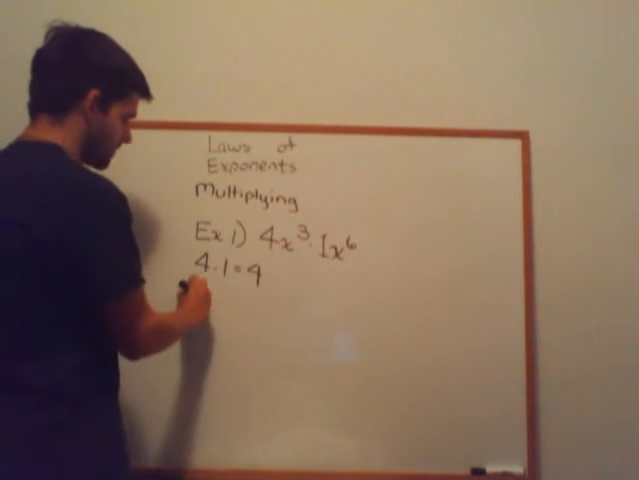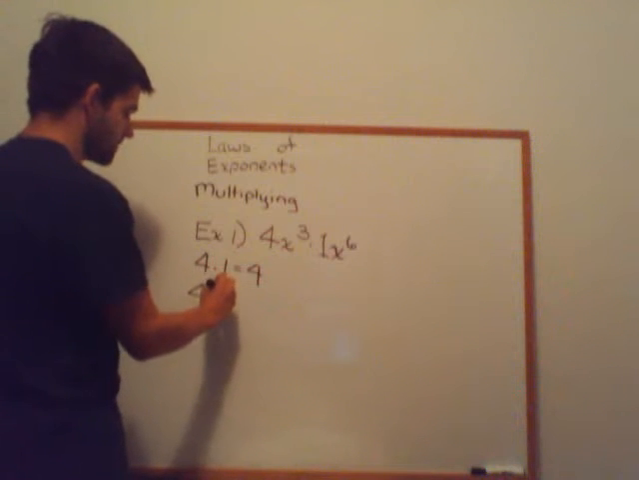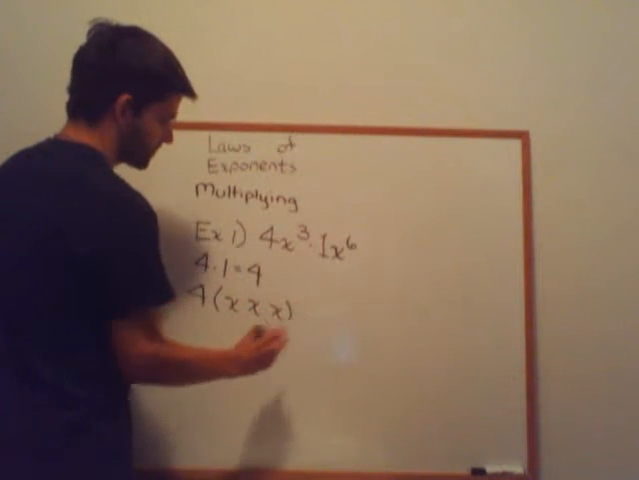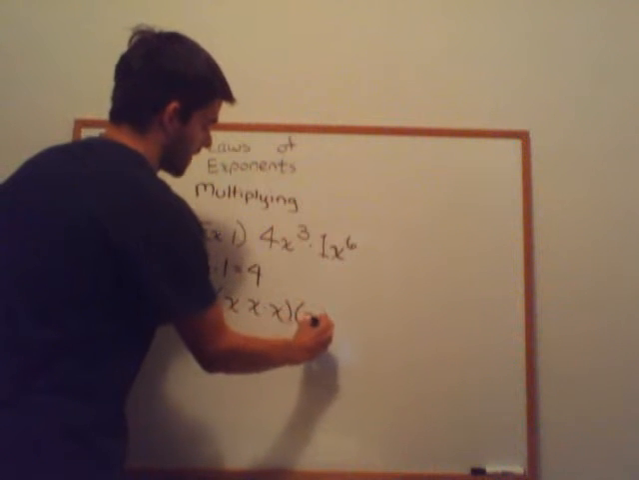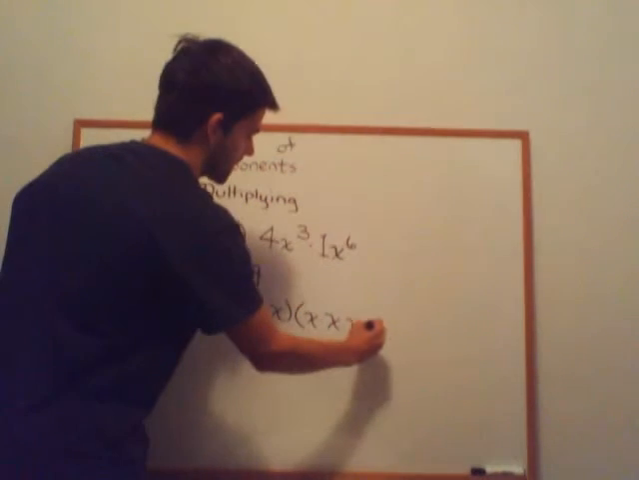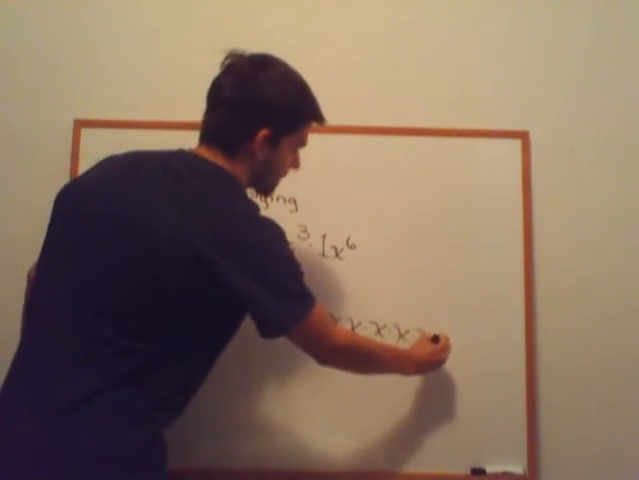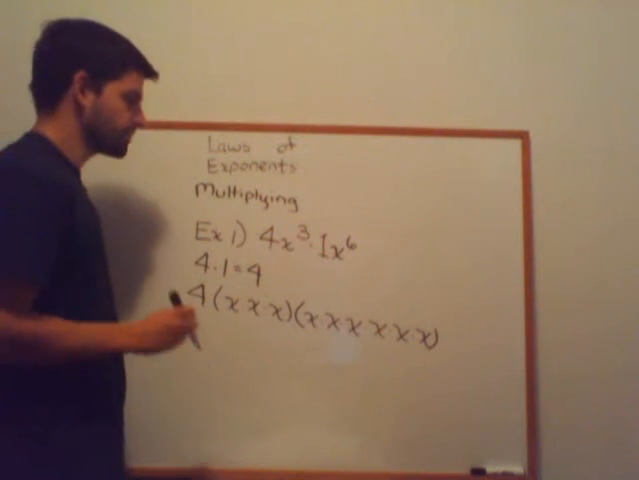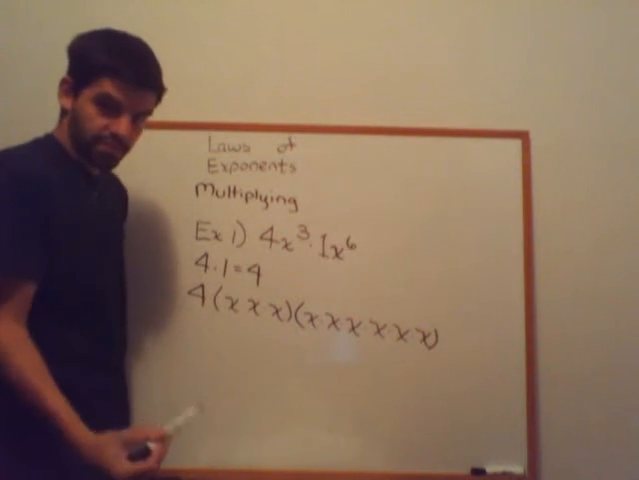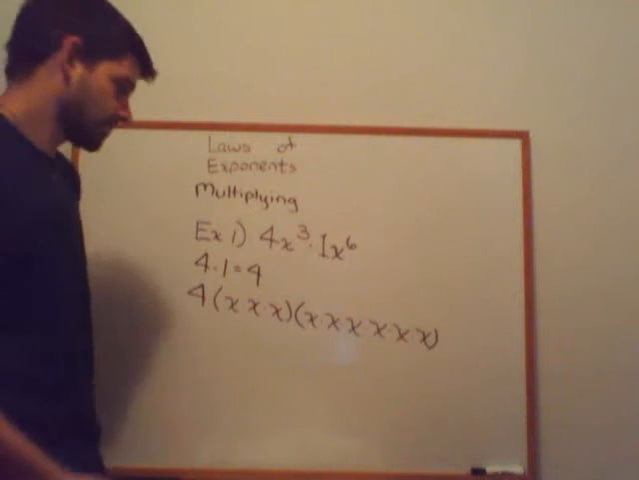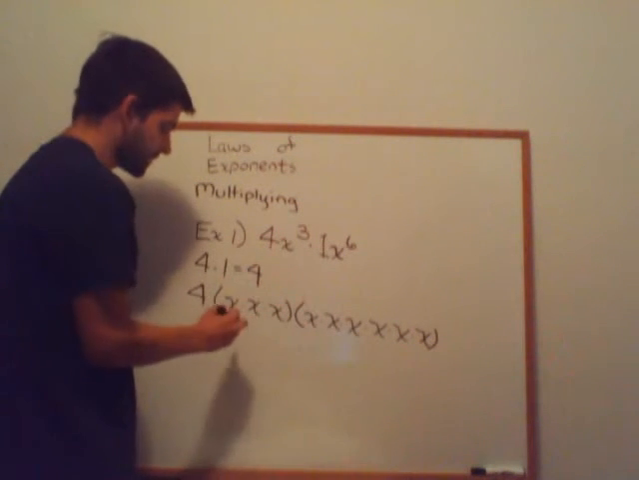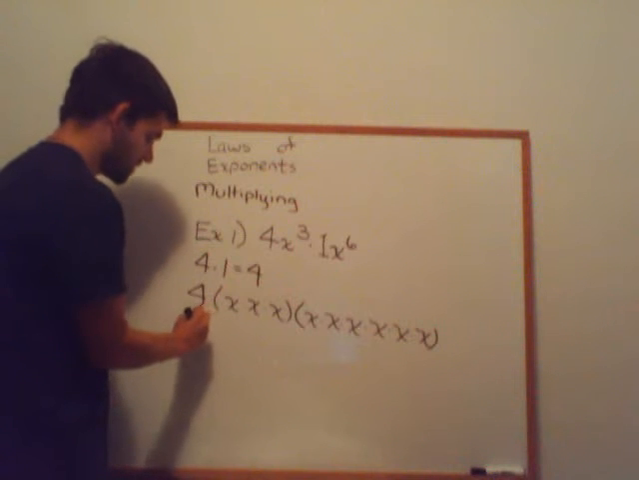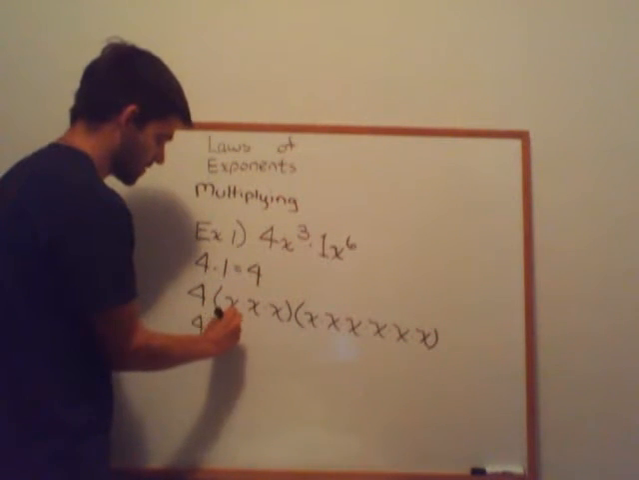Remember, when we're multiplying exponents, we're going to say that we're taking 4 times x times x times x, which is x cubed. Then we're going to multiply that by x times x times x times x times x times x in a very long, expanded out form. But what this shows you is how many x's are being multiplied by each other, which will allow us to figure out the power. So we have 1, 2, 3, 4, 5, 6, 7, 8, 9 x's being multiplied by each other. So that's going to give us 4 times x to the 9th power.